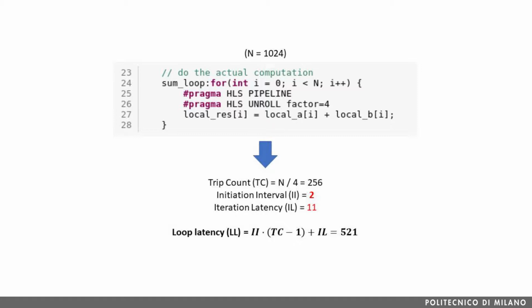The issue comes from the number of memory ports available for reading and writing data to our local arrays, local res, local A, and local B. Indeed, by default, each local array gets mapped to a local memory on the FPGA that features up to 2 memory ports for read and write operations.